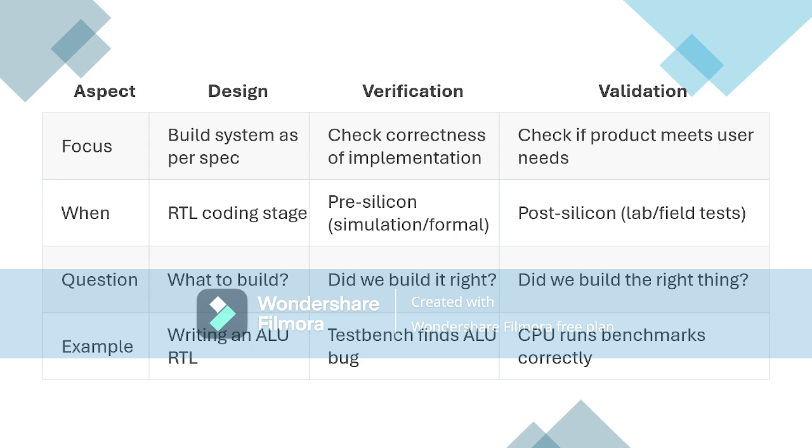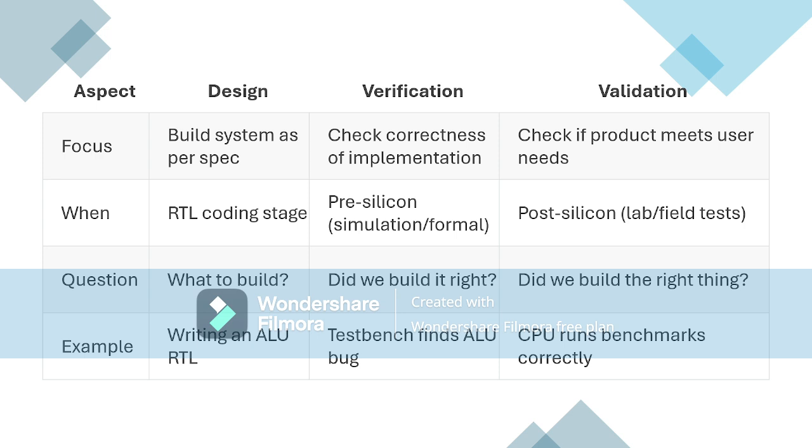So let's go through the differences between these topics: design, verification, and validation. There are some aspects we can go through, like the focus of these things. Design is building the system as per specifications. As per the specifications we are going to put on the design, it focuses mostly on the design specifications. And verification is going to just check the correctness of the implementation. How we implemented it is going to be checked by the verification.